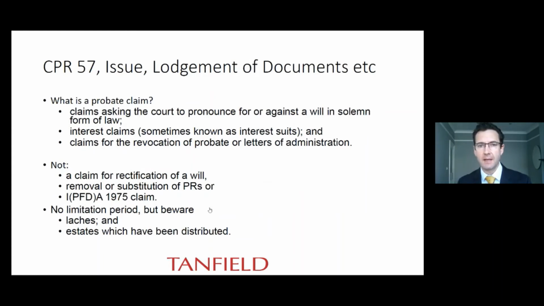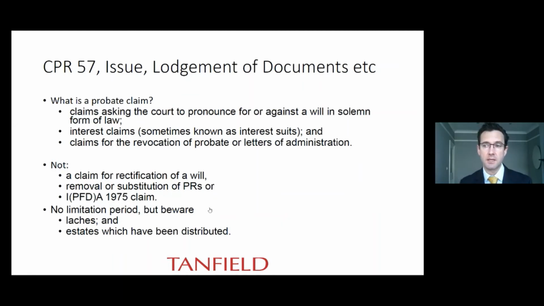What is a probate claim? Well, strictly speaking, a probate claim is a claim in respect of any contentious matter arising in connection with an application for the grant or revocation of probate or letters of administration, and it includes a claim for an order pronouncing for or against the validity of an alleged will. It does not include a claim for rectification of a will or for removal or substitution of personal representatives in an Inheritance Act claim.